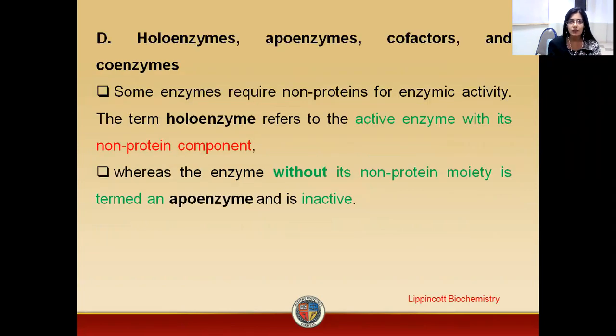Now, what are the holoenzymes? What are the apoenzymes, cofactors, and the coenzymes? We will discuss these properties of the enzyme in our next lecture.